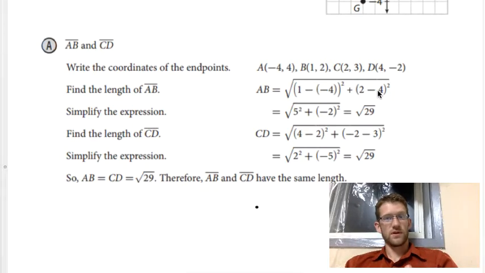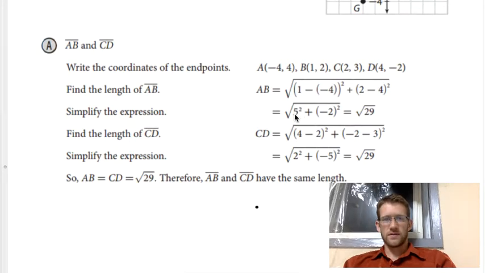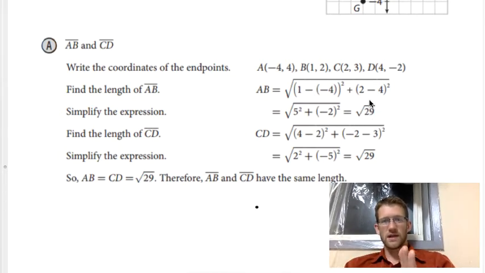Again, 4 minus 2 gives you the exact same value here. It'll end up with negative 2 squared or 4, 2 squared. It's the same thing. It's going to be 4. So what is 25 plus 4? It's 29. So then the length is the square root of 29. And we can just leave it like this.